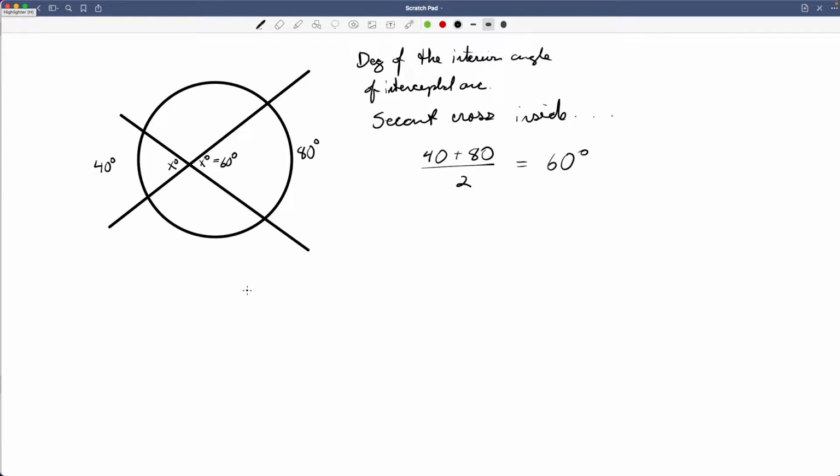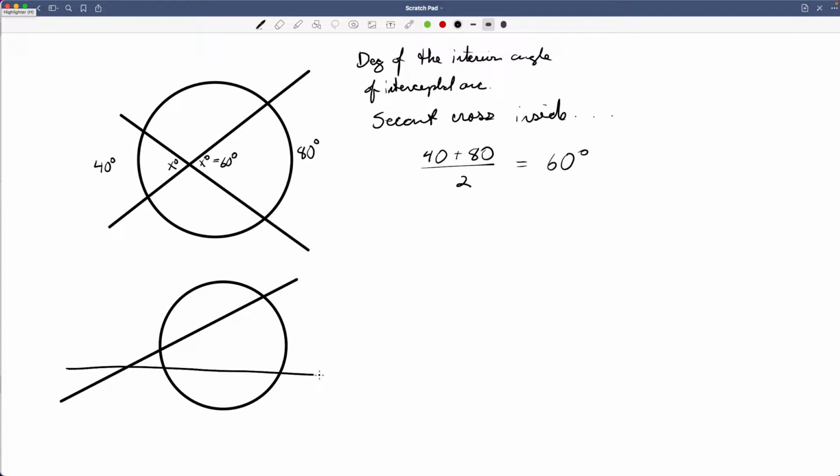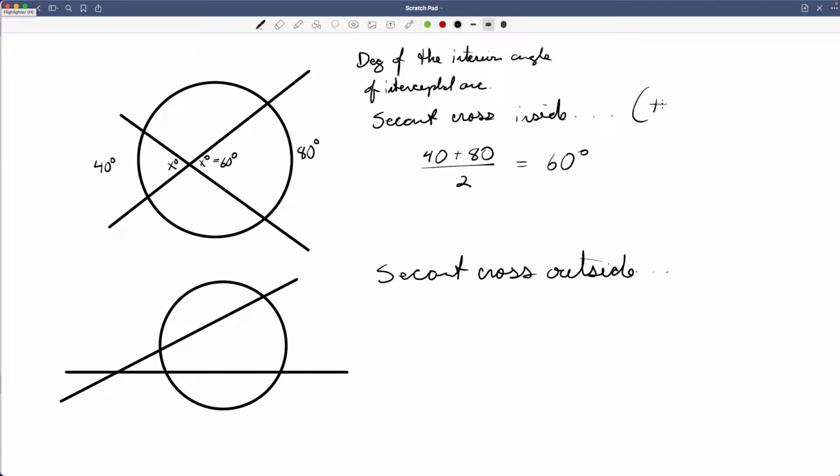When the intersection of those secants is on the outside of the circle, let's see if I can draw a circle here. Let's say we have a secant here, and we have a secant here. When the secants cross on the outside, here we add, here we subtract. Those are the only two rules that you need to know. If it's on the inside, it is plus. If it's on the outside, it's minus.